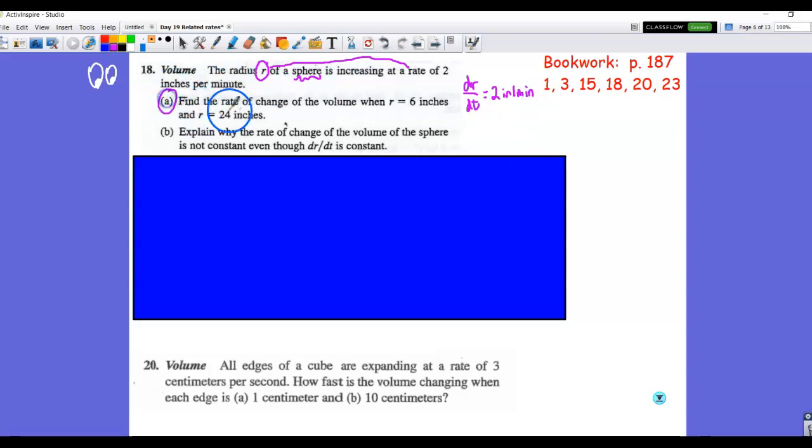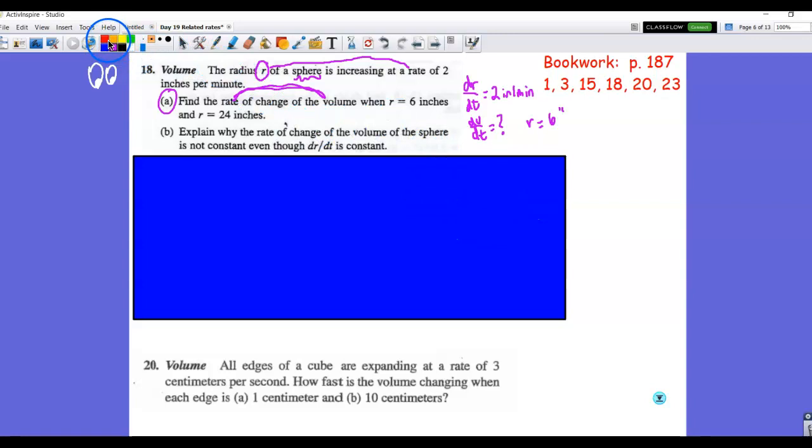My goal, letter A, find the rate of change of volume. So right here, here's the key, volume rate. How do I record that with respect to time? dV/dt is what I want to find when r, creating the box of knowledge, is equal to 6 inches. And again, I'm not going to do both. I'm just going to do one value because it's just changing the number.